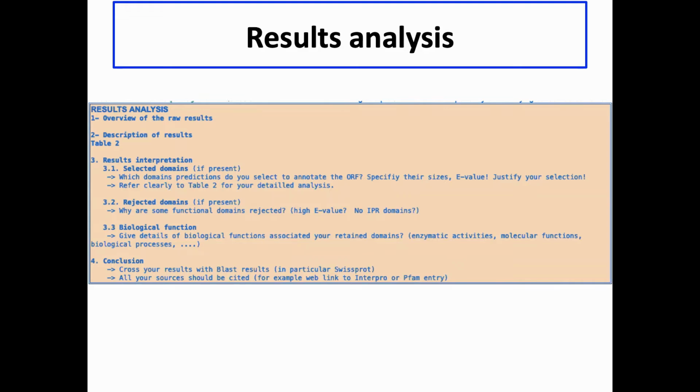Some of the aspects, imagine that you do not have rejected domain. It means that you will not put a rejected domain in your writing. So don't be forced to add something for which you don't have the results, or for which you don't have the data. If you don't have the data, you don't write about it, and then it's also fine. Okay?